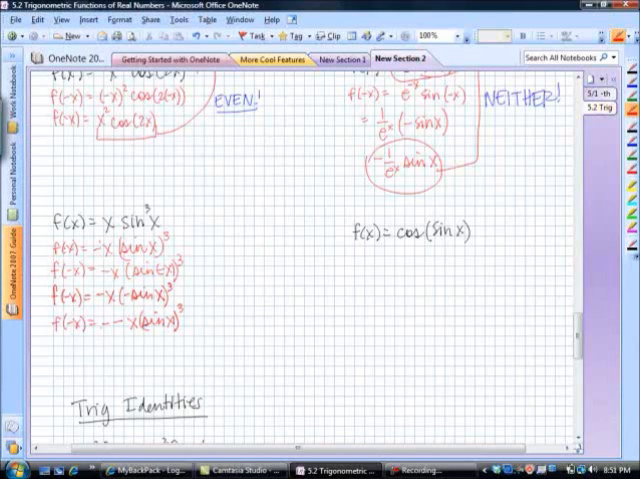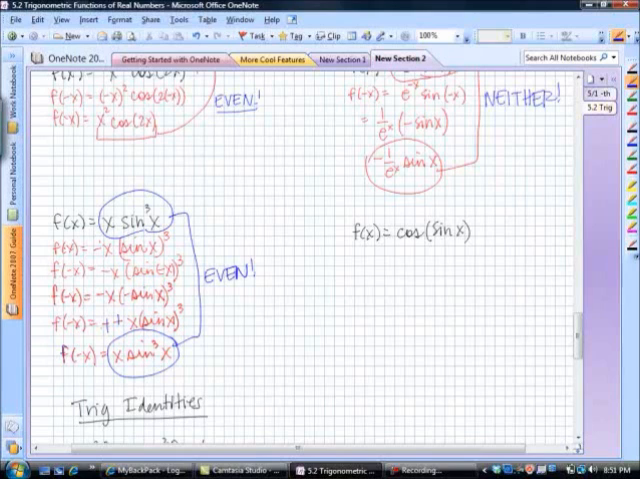Now you see we have a double negative. Because we have a double negative, I'm going to make them positive. So f of negative x is going to be x sine cubed x. We'll put the exponent back in front of the cube. And do you see that now that we have simplified this down completely, this has gone right back to what it started with? Because they match, this is an even function.